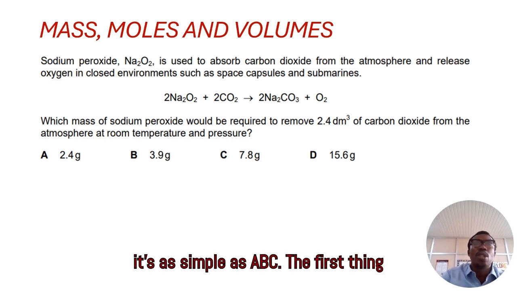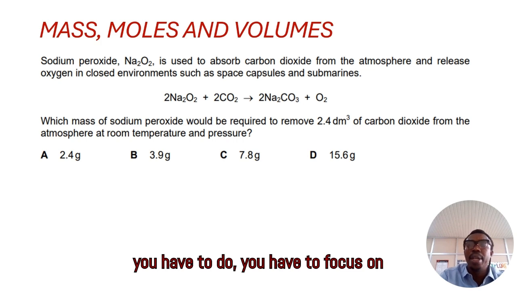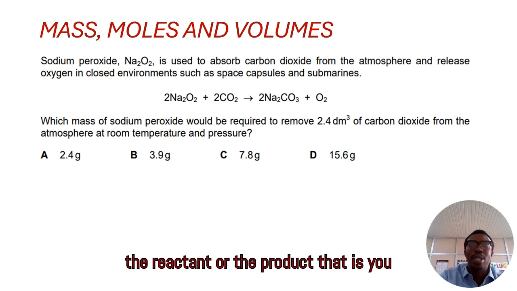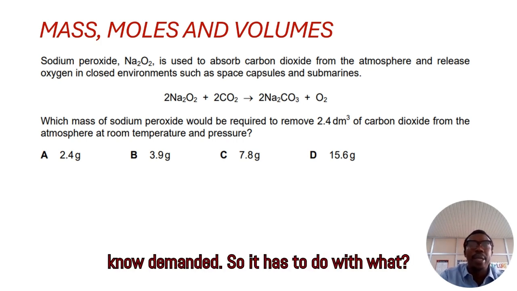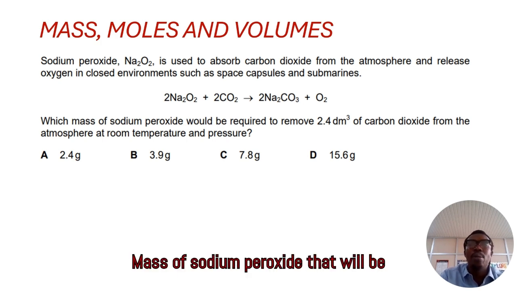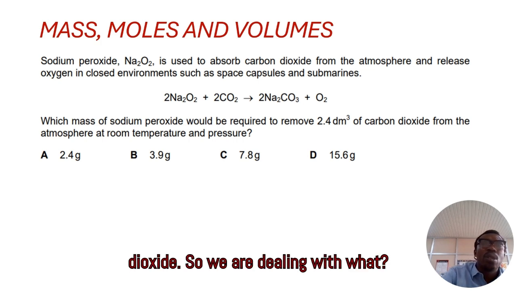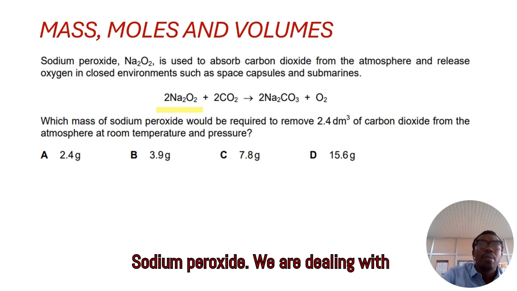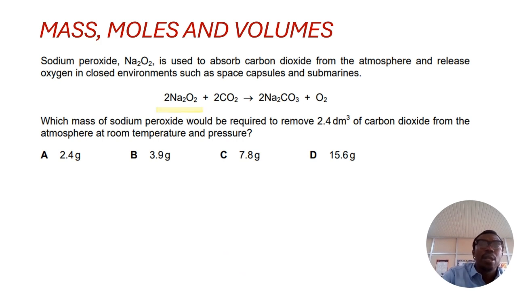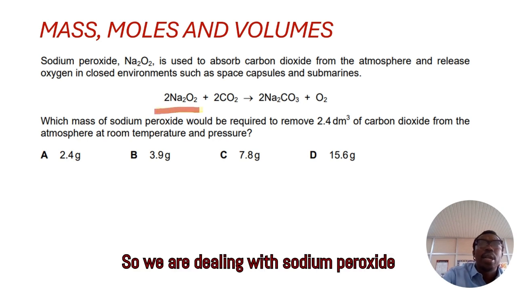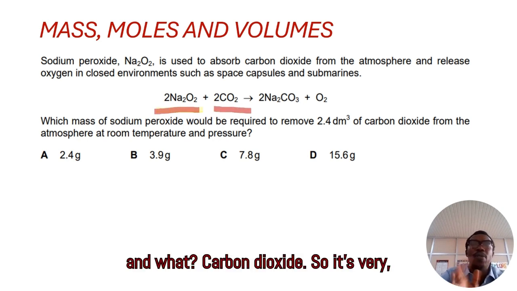The first thing you have to do is focus on the reactant or the product that is demanded. So we have to find what mass of sodium peroxide will be required to remove 2.4 dm³ of carbon dioxide. So we are dealing with sodium peroxide and carbon dioxide. It's very, very simple.